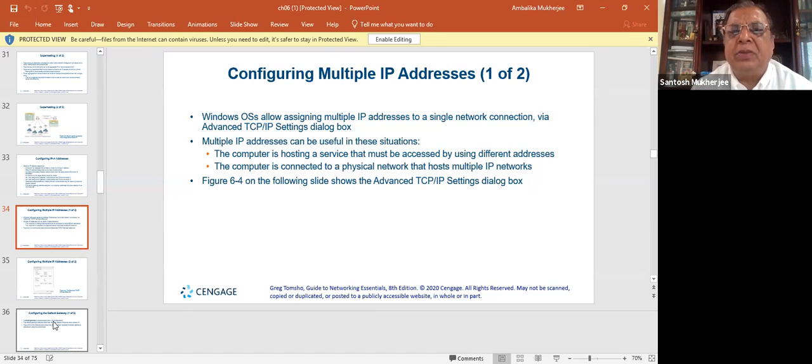Multiple IP addresses can be useful in these situations. The computer is hosting a service that must be accessed by using different addresses. The computer is connected to a physical network that hosts multiple IP addresses.